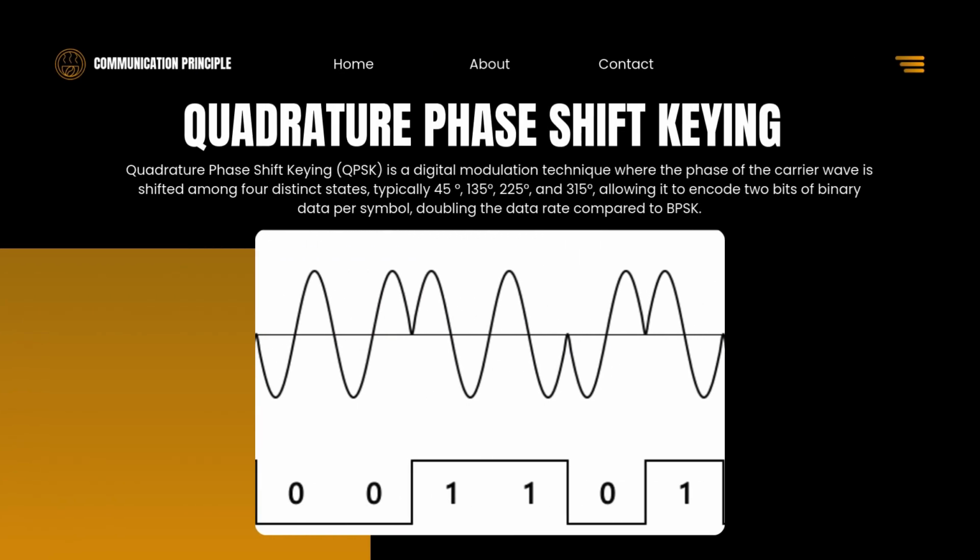Quadrature phase shift keying, QPSK, is a digital modulation technique that improves upon binary phase shift keying by encoding 2 bits of data per symbol, effectively doubling the data rate compared to BPSK. QPSK uses 4 distinct phase states, typically 45 degrees, 135 degrees, 225 degrees, and 315 degrees, to represent 2 bits of binary data.